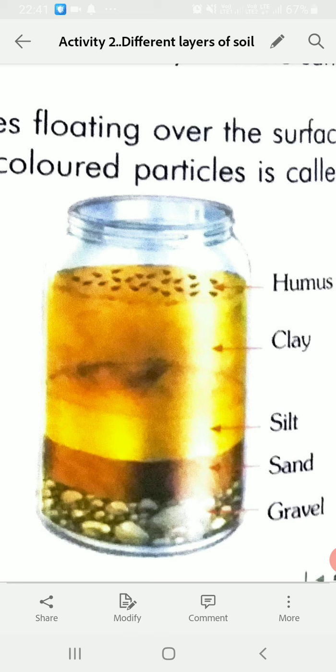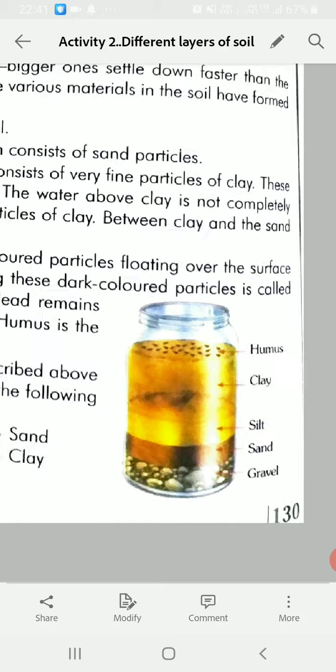So what is the conclusion of this experiment? That the heavy particles of soil settle at the bottom, followed by the smaller particles. So this is all about activity 2.